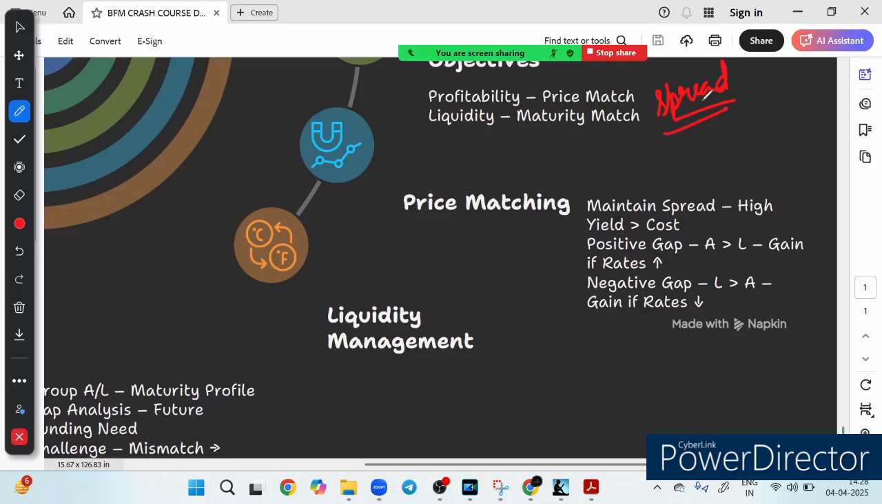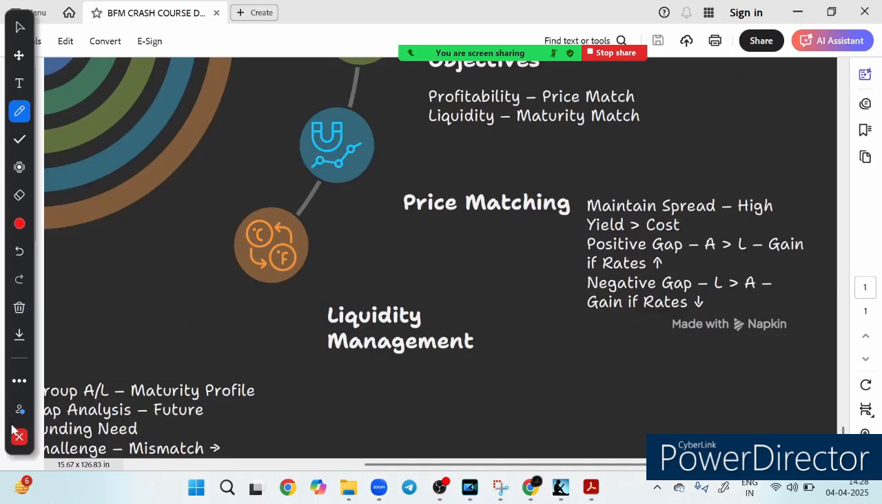But suppose interest rates rise, try to understand, if interest rates increase, a positive gap in such a case. What is the meaning of a positive gap? Asset greater than liability is called a positive gap. If interest rates rise with a positive gap, it means more profit. And suppose if rates drop, if interest rates decrease, and there is a negative gap, meaning liability is greater than asset, it leads to losses. No, it leads to gain. If the rate is dropping and there is a negative gap, then it also causes a gain. A smart bank balances this risk to keep its earnings steady. That is called price matching.